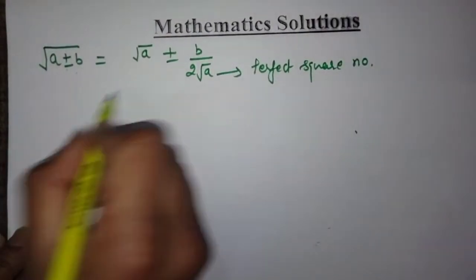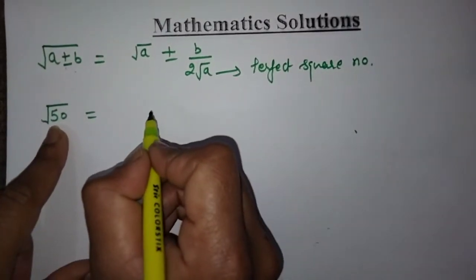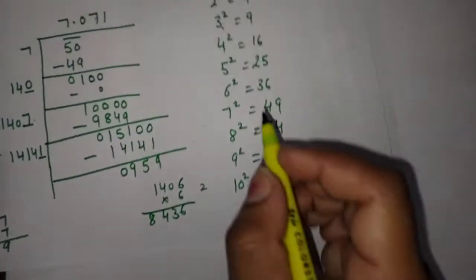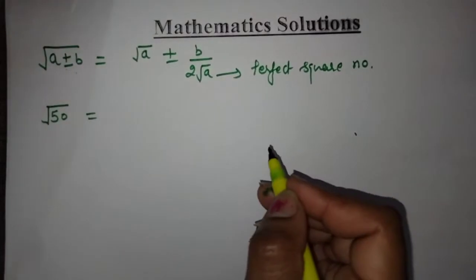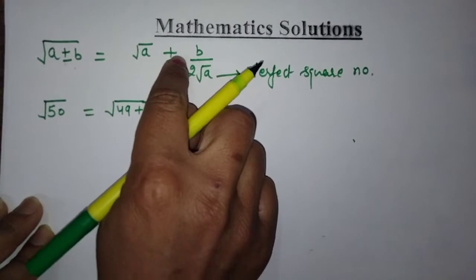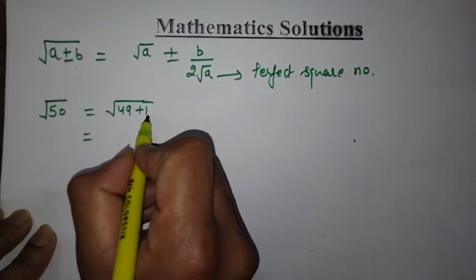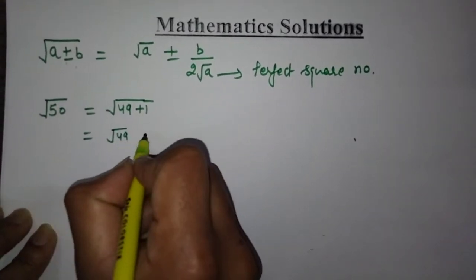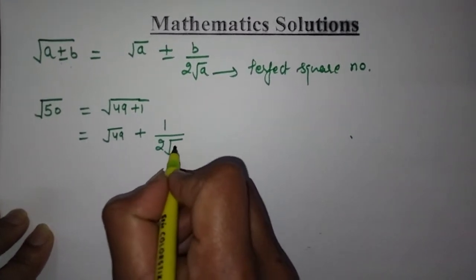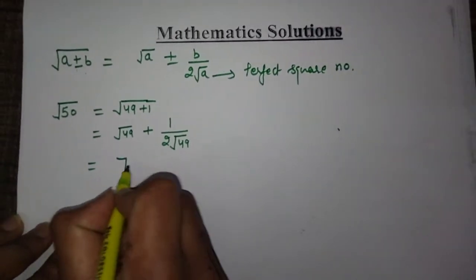Let's apply this formula to the square root of 50. First of all, we have to resolve it into the nearest perfect square number, and its nearest perfect square number is 49. So we will write 50 as 49 plus 1, and let's apply this formula. Here a is 49 and b is 1. So the square root of a plus b divided by twice the square root of a, and you know that the square root of 49 is 7.